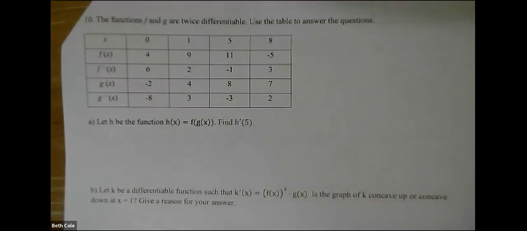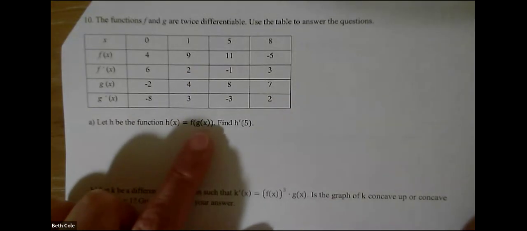So this one I put on here for 2 reasons. Number 1, it's good to have review questions. And number 2, if polar is not your thing, then you can get a lot of points from this question. So we're going to use this table, and this is all about derivative rules. So we're given this function h of x equals f of g. We want to do the derivative of h and then plug in 5.